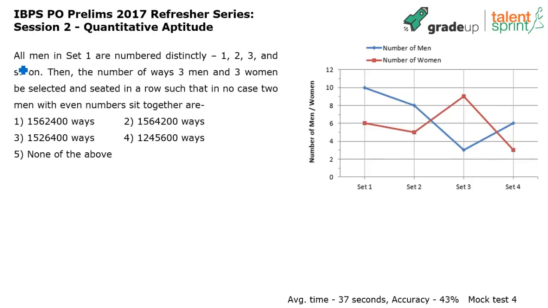He says all men in set 1 are numbered distinctly, 1, 2, 3 and so on. Then the number of ways in which 3 men and 3 women can be selected and seated in a row such that in no case 2 men with even numbers sit together. Now guys, let me tell you, if you are not thorough with the concepts of permutations and combinations, you will not be able to understand this.